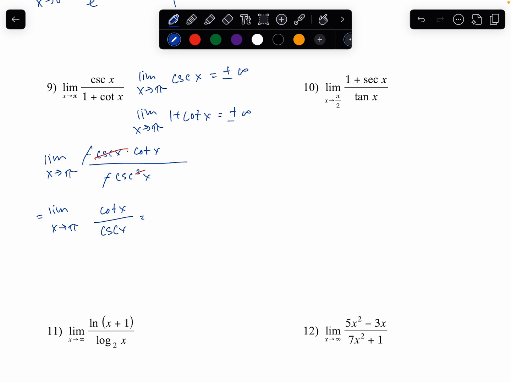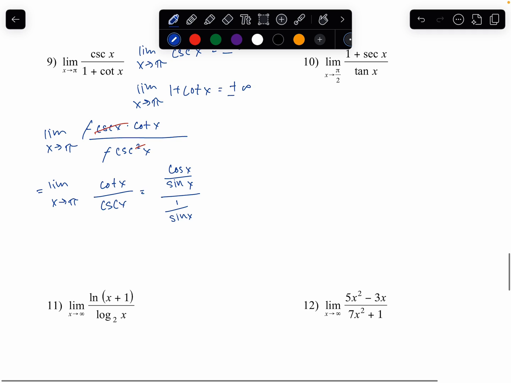Okay, and here comes the trig. Cotangent is cosine of x over sine of x, and cosecant is 1 over sine of x. What am I thinking? Cotangent is cosine over sine. Yeah, there we go, sine of x.